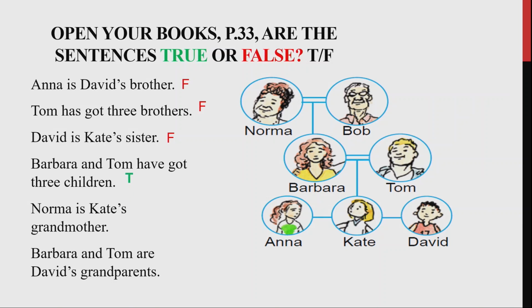Yes, it's true. Norma is Kate's grandmother. Find Norma and Kate. Yes, that's true. Barbara and Tom are David's grandparents. No, it's false. Barbara and Tom are David's parents.